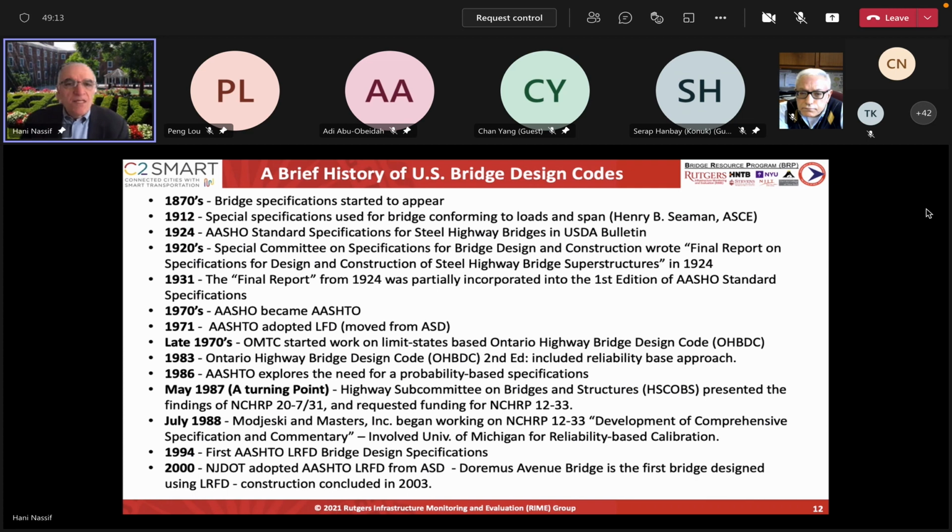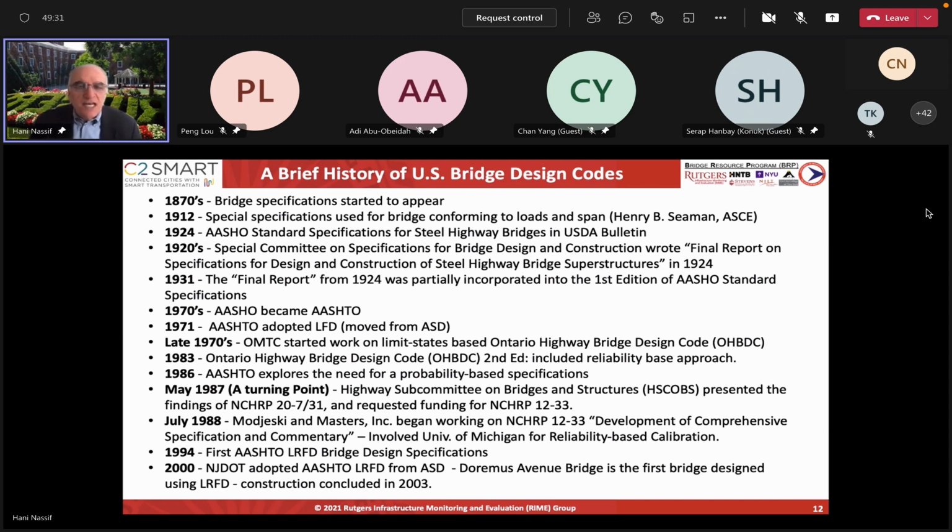Having the change in North America, in a country close to the United States, the Federal Highway and a lot of the bridge engineering community started thinking about this new approach from 1986. They started exploring, how about if we shift into this? And I think Mujeski and Masters, Dr. John Kulicki led that effort, and University of Michigan was involved in the calibration process, in the development of the load models, in the development of the safety load and resistance factors.